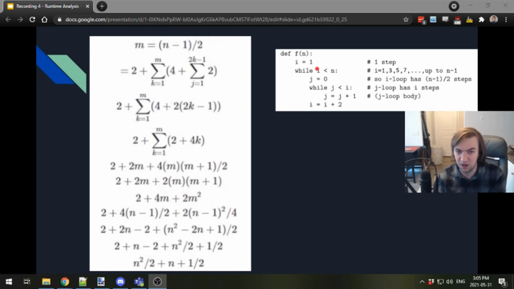Similarly, comparing i less than n is going to happen no matter what n is, even if n is 0, and is another step that we're going to take. So the total number of constant steps, independent of all this loop stuff we're going to see later, is going to be 2. One for the check, one for the assignment. Okay, now inside here we have a summation.